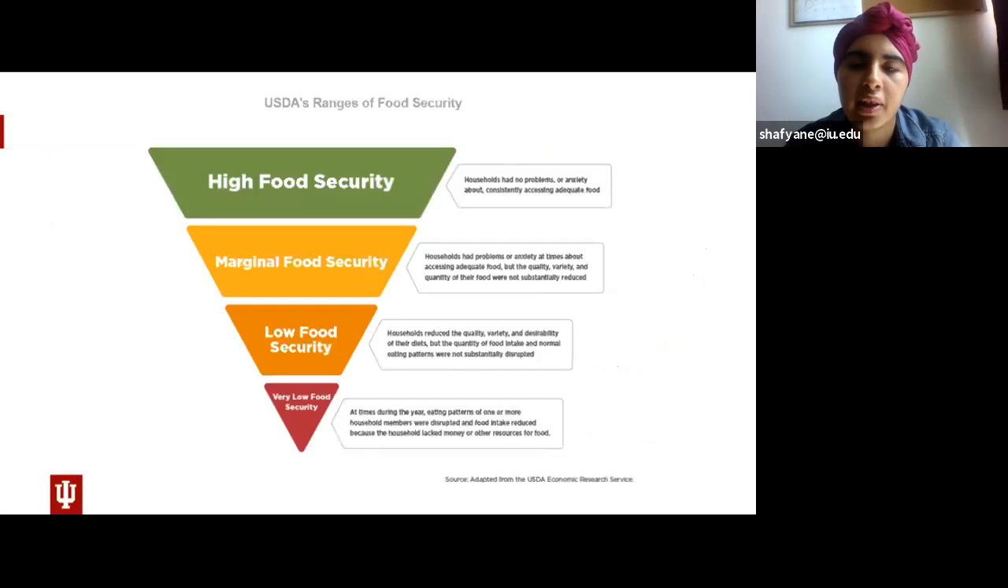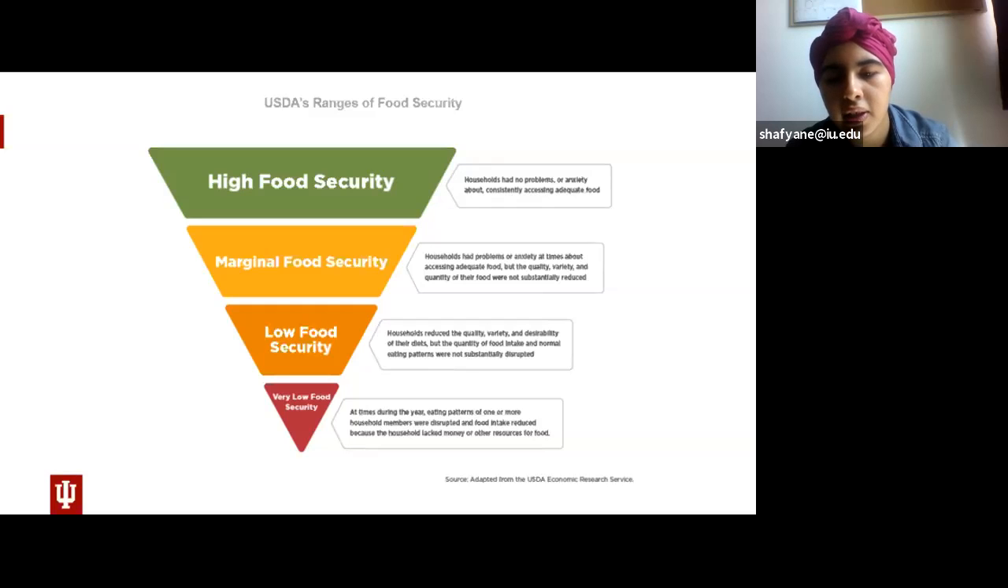This is how the United States Department of Agriculture measures the ranges of food security. High food security, which is seen at the top, is when there is no stress or problems when it comes to accessing adequate food at a consistent rate. Marginal food security is when there have been only a few times where there was stress about being able to access adequate food, but over time things were not disrupted massively.